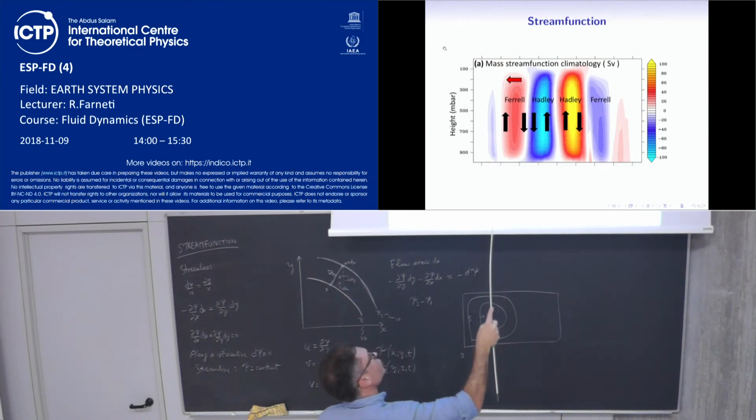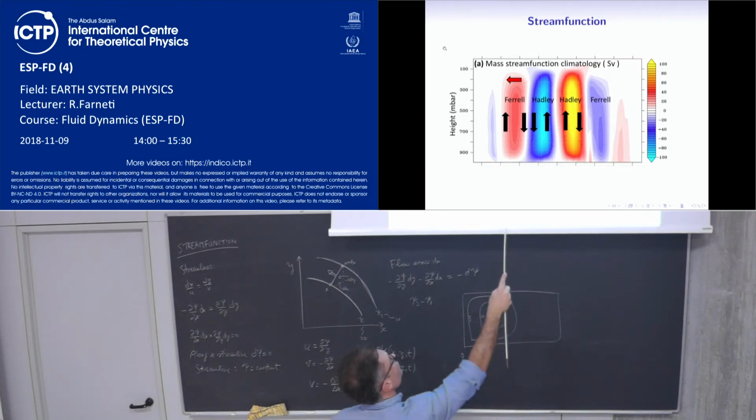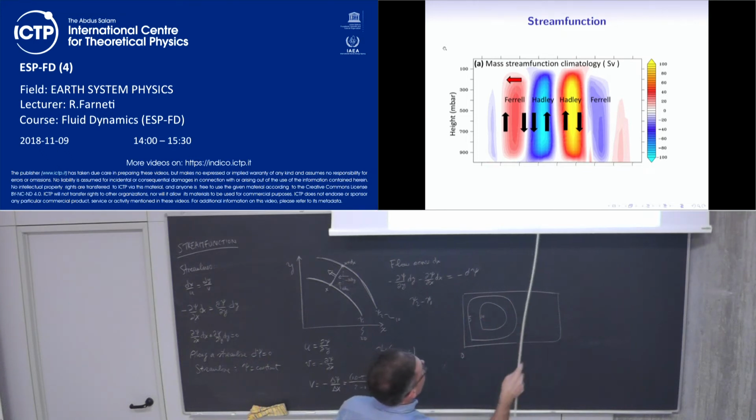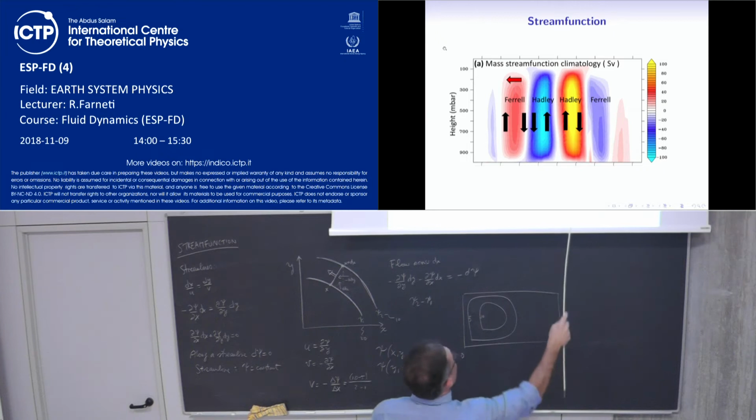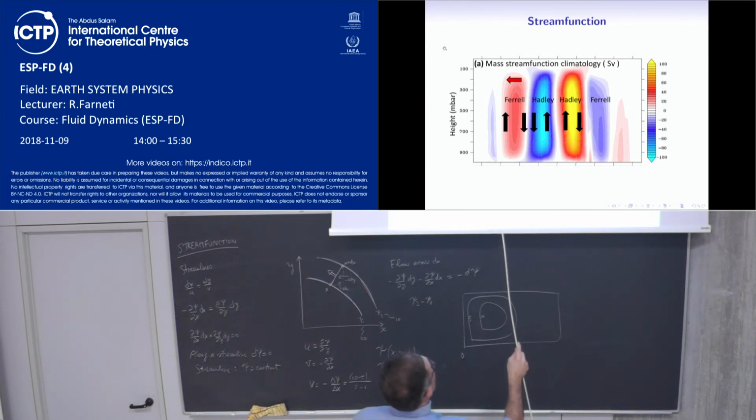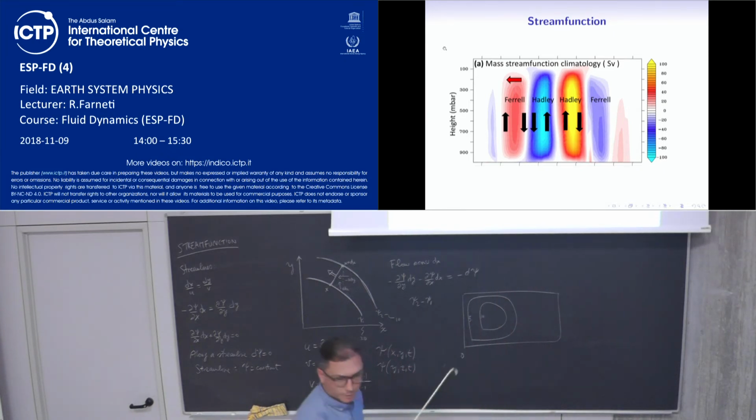With the stream function, you can clearly see the circulation of the Hadley cell, in the southern hemisphere in this case. And then you have another Ferrel cell which goes the other way around here. You can build stream functions which are a function of time, and you can build the variability of your circulation. In this case, this is also called the meridional overturning circulation.